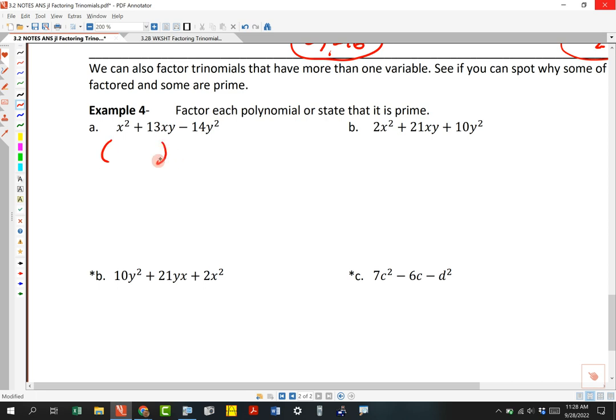So the only way to make an x squared is to put an x here and an x here. The only way to make a y squared here would be to have a y here and a y here. When I say the only way, where we could possibly come up with a middle term that has an x and a y on it.